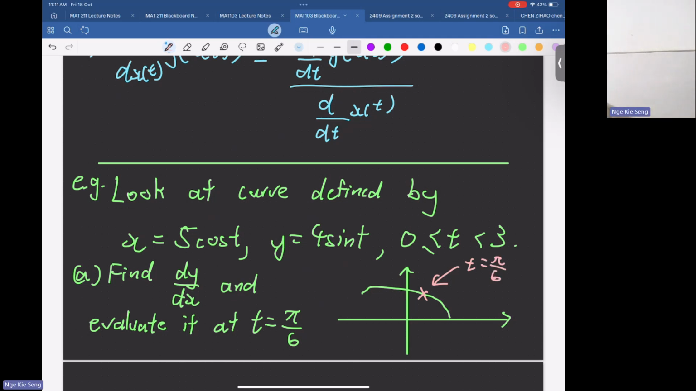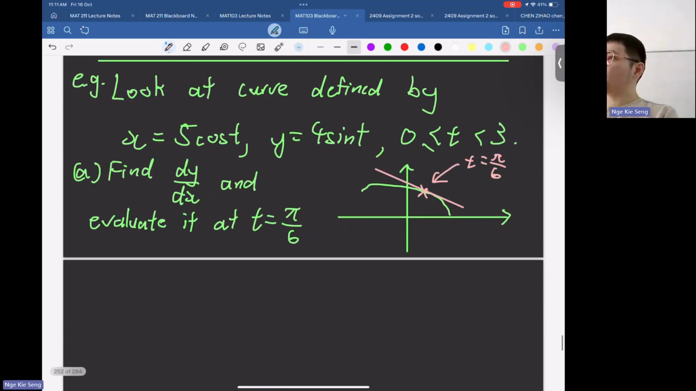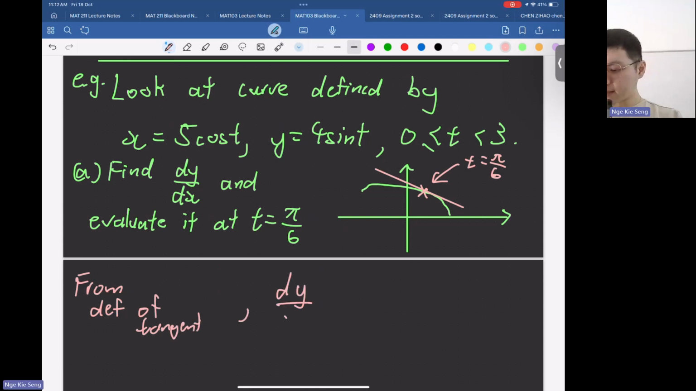Around here. So let's say we want to find what's the gradient here. Right. Let's see what's the gradient here. So how do we find this? Just now I gave you a formula, right? If you have a plane curve and you want to find dy/dx, you can resort to what? From the definition of tangent line, you can resort to the rate of change of y with respect to t over the rate of change of x with respect to t.